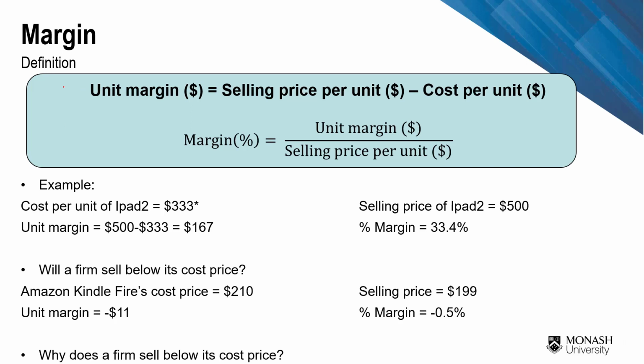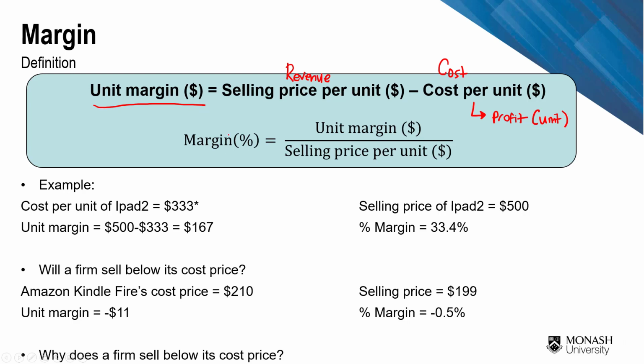Now, margin. As you can see here, the unit margin, which is in terms of dollars, is represented by selling price minus costs. So if you think about it, selling price is our revenue, and cost is basically our cost. So the unit margin looks like profit, because revenue minus costs is actually profit. But the difference with margin, in this case, is that it is per unit. So that's what the unit margin is all about.